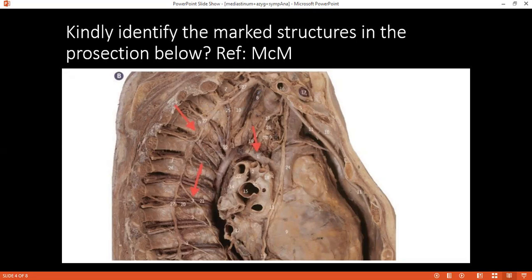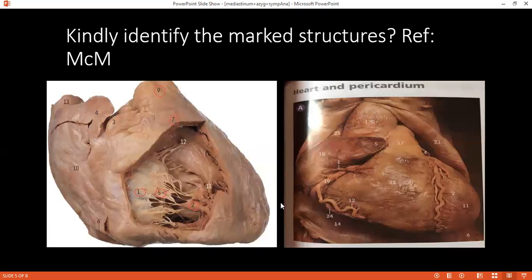One last question. If we can move to this image, would you be able to identify which cusp this is? This is the anterior cusp of the tricuspid. Which valve is it? Is there any anterior valve? So there is the pulmonary valve, the aortic valve, the tricuspid valve, and how many valves are there?